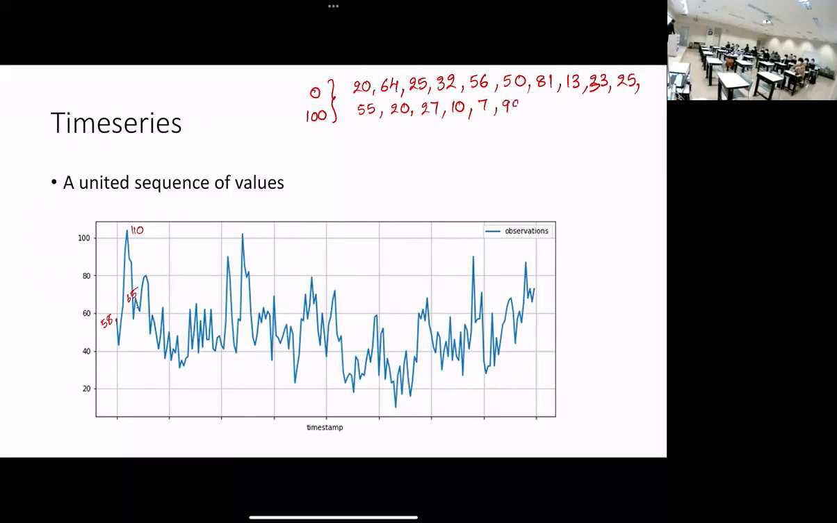99. Okay. So this is the data you are given. Now for this, draw the time series. The x-axis is time. The y-axis is values. Please draw the time series graph for these values.